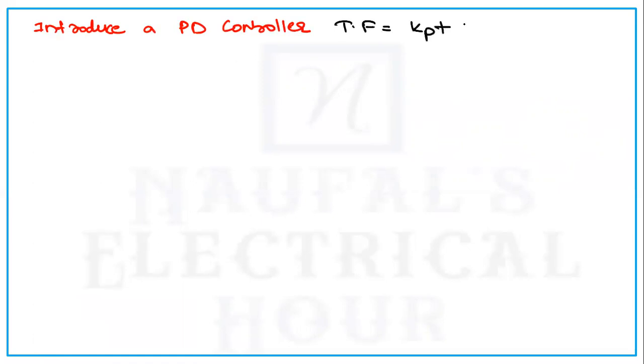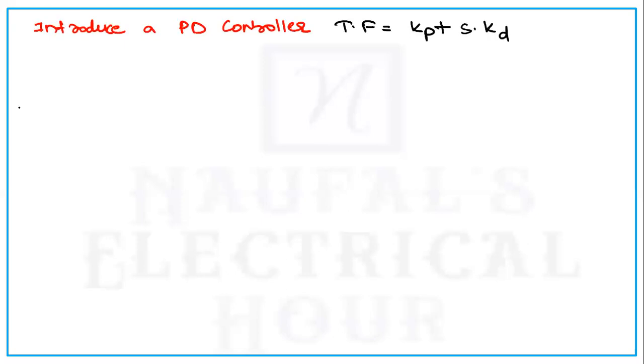So we need to make it stable. I told you, both compensators and controllers are used for increasing the stability. So here we are introducing a PD controller. You know the transfer function of a PD controller. What is the equation? The transfer function is proportional plus derivative, so it will be KP plus S into KD.